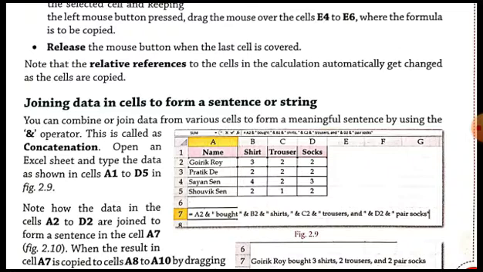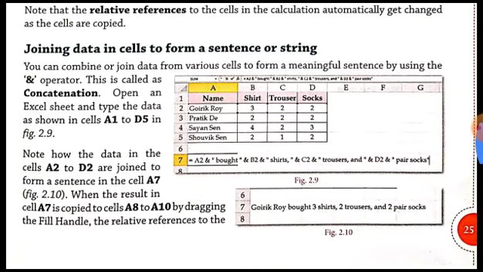The AND operator, or concatenation operator, is used for combining or joining the data from various cells to form a meaningful sentence. For example, here in the first row we have name, shirt, trouser, and books as the four headers. Then we display the respective values for them in the coming rows 2, 3, 4, and 5. First of all, type the data as shown in the cells A1 to D5.